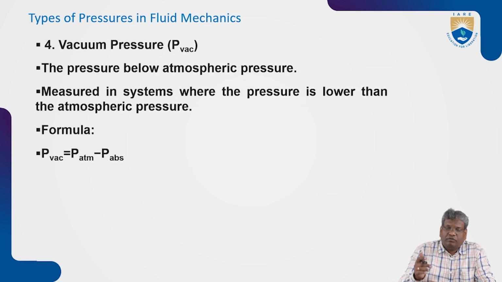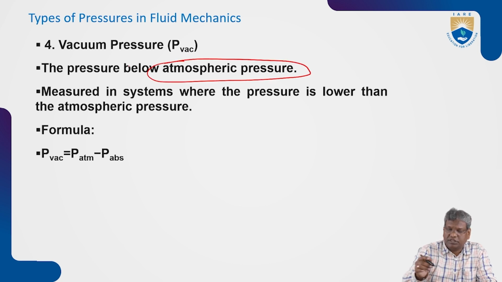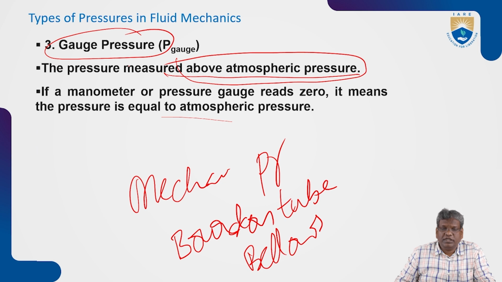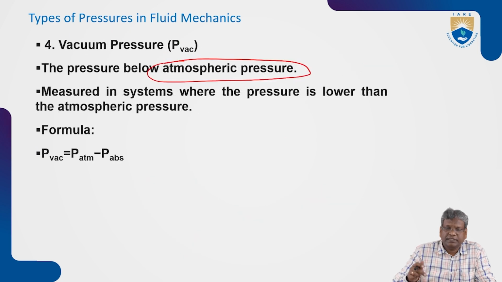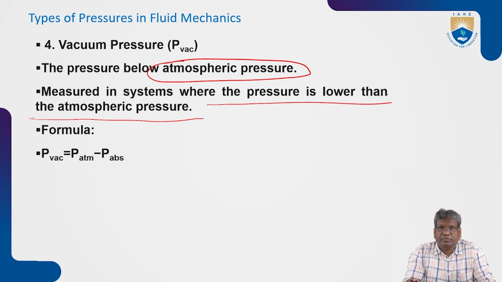Then vacuum pressure. What do you understand by vacuum pressure? It is the pressure below the atmospheric pressure. In the previous case, gauge pressure is above the atmospheric pressure, whereas vacuum pressure is always below the atmospheric pressure. It is measured in systems where the pressure is lower than the atmospheric pressure.